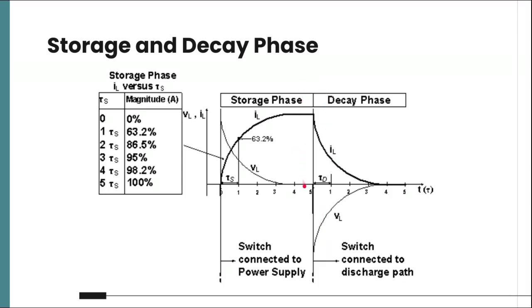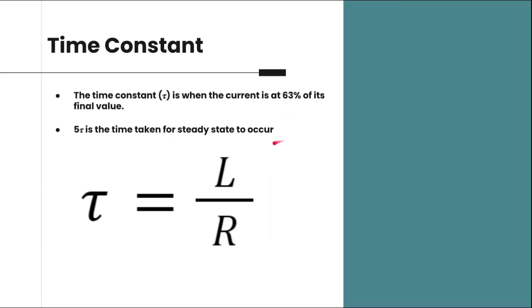The time taken to reach steady state, or when no further EMF will be produced, is represented by 5τ, or 5 times the time constant. To calculate the time constant, we simply put the inductance of the circuit over the total resistance of the circuit, which will produce a value in seconds.